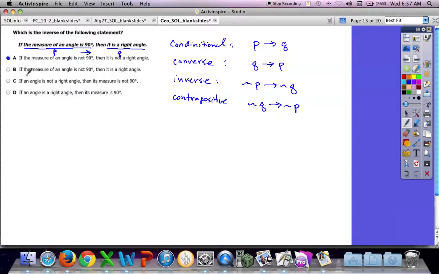Right, what are these others? If the measure of an angle is not 90 degrees, then it is a right angle. That is not P implies Q. That's not good. If an angle is not a right angle, then its measure is not 90. That sounds like the contrapositive. Not Q, then not P. If an angle is a right angle, then its measure is 90. That sounds like the converse. If Q, then P. But again, we were looking for the inverse, and that was A.